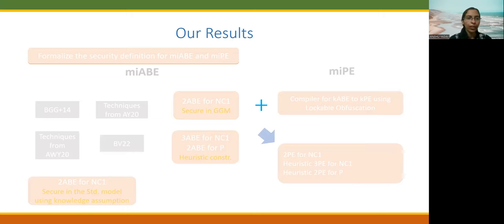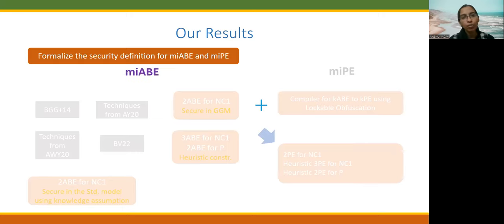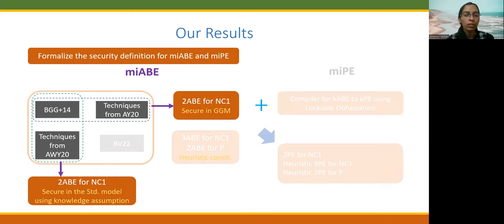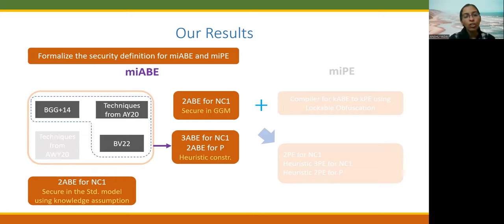So here are the results that we get. Firstly, we formalize the security definition for MIABE and MIPE. Then in the MIABE regime, we get 2ABE for NC1 and heuristic constructions for 3ABE for NC1 and 2ABE for P. The main insight in our result comes from the finding that there exists a surprising relation between techniques developed in the context of succinct ciphertext-policy ABE and a completely unrelated setting of two-input key-policy ABE. We exploit this relation to get the results that we have.